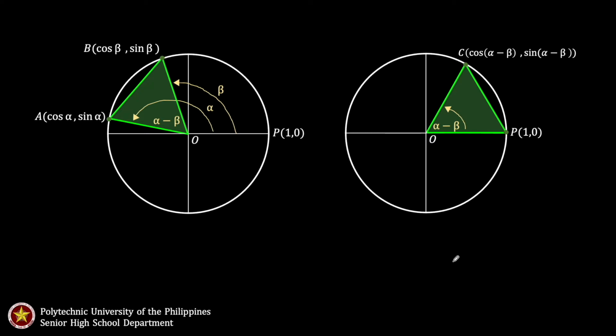Since the two triangles are congruent, all corresponding sides are equal, which means side AB must be equal to side CP. Allow me to write that in terms of an equation. We have AB equals CP. But what is AB? Let us get AB first.